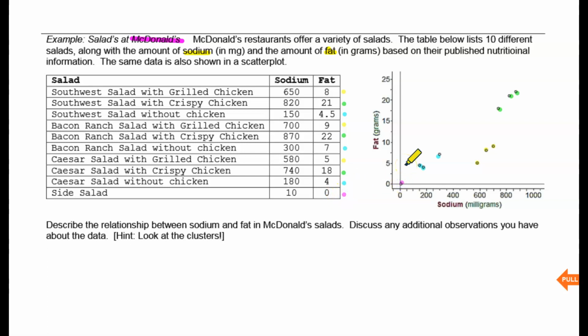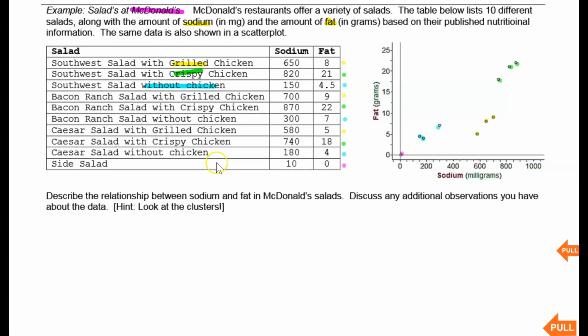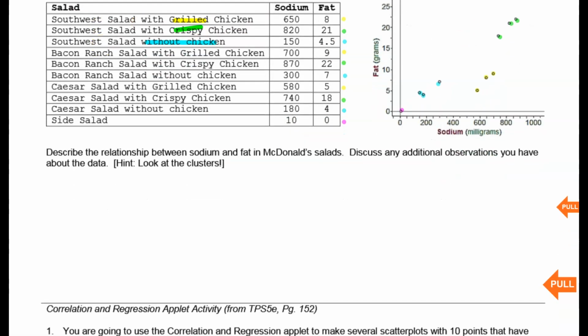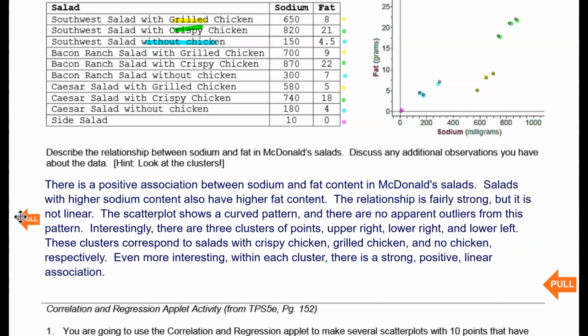Okay, so take a look at that, folks. I hope you can see that there is a clear pattern there, that these clusters of points depend on what type of chicken is in the salad. I used yellow there for grilled, green for crispy, and blue for no chicken. And that pattern holds throughout all the different types of salads at McDonald's. So let's go ahead and take a look at what my analysis was here.